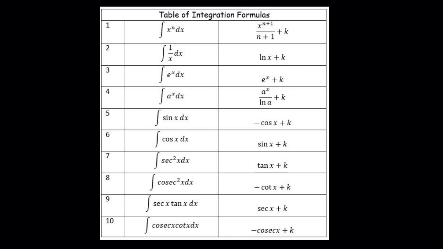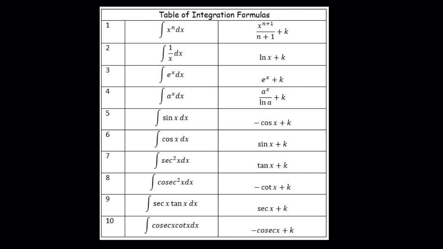The next is the integral of sec square s, which is tan s, because when we differentiated tan s, it gave us sec square s. Number 8, the integral of cosec square s is minus cot s, because when we differentiated cot s, it gave us minus cosec square s. So I believe we are seeing the pattern here.